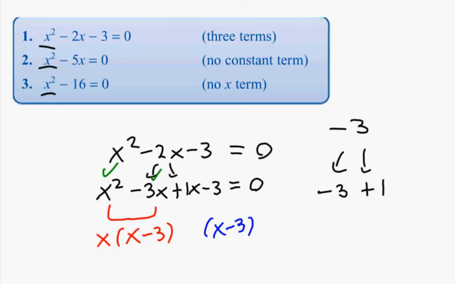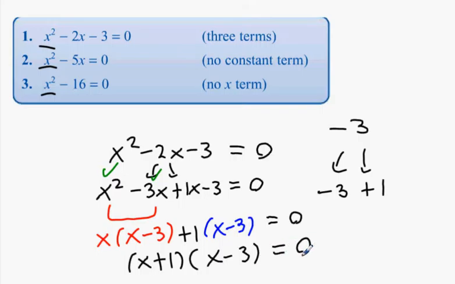Nearly. Okay, never mind. What goes in here? Plus 1, because 1 times x, sorry my fault, 1 times x is x, and 1 times minus 3 is negative 3. So we're good there. Now, the second last step is what? x plus 1 and x minus 3. Now that's factorised and done, yeah?